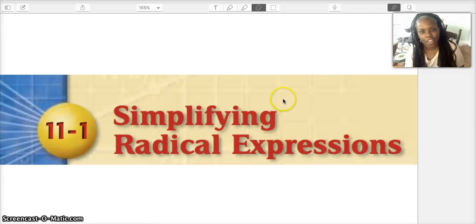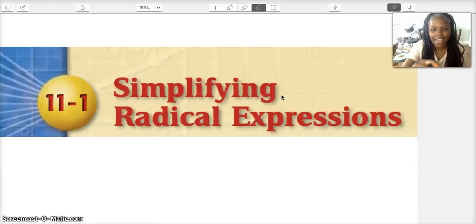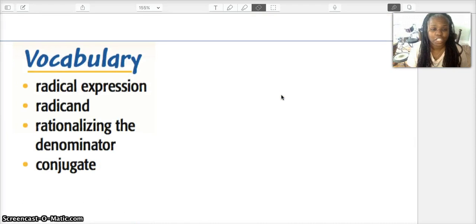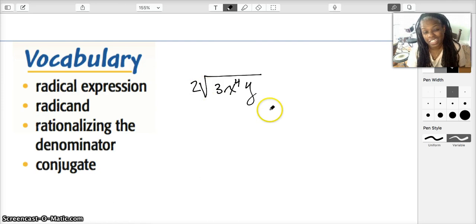Hey everyone, we are talking about radical expressions and simplifying them, and that begins chapter 11, section 1. And here we go with our vocabulary. We're going to deal with radical expressions. So, a radical expression is an expression that contains a radical, and so we can look at something like 3x to the fourth power, or y, I don't know, times 2. This would be a radical expression because it's an expression that has a radical in it.